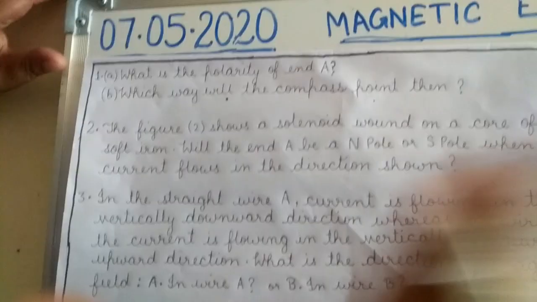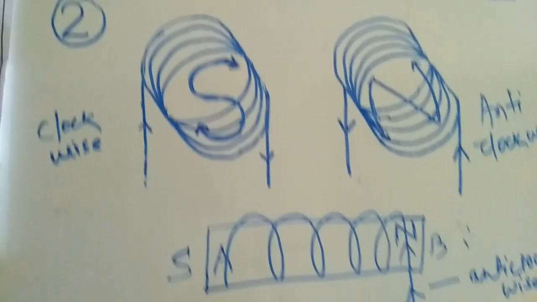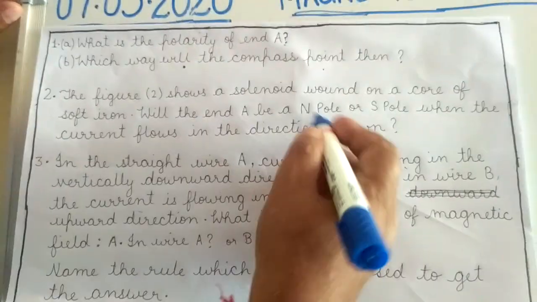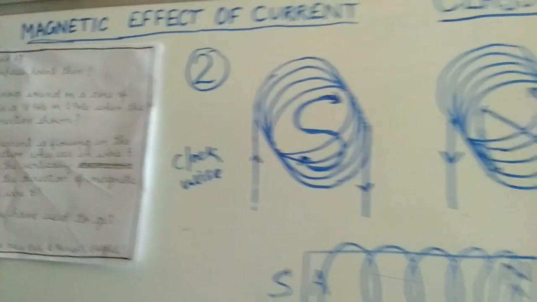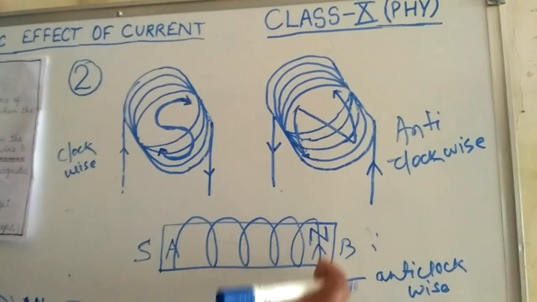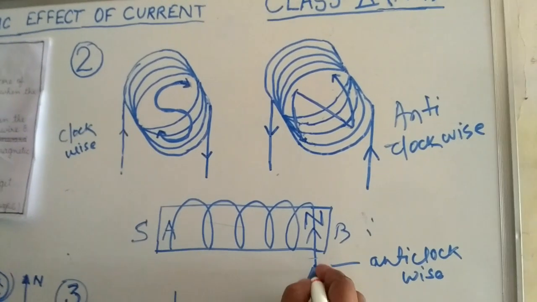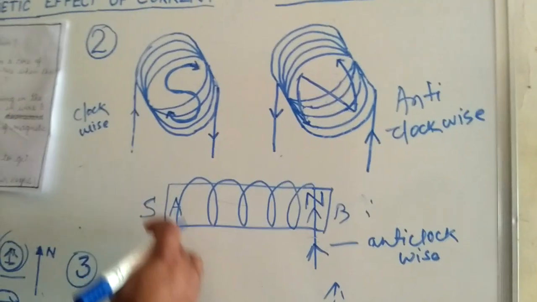Now the second figure you see here. The solenoid is wound on a soft iron core. Will end A be the north pole or south pole when current flows in the direction shown? You see here that it is a solenoid. The current flows in this way, originating from this point, so this is anti-clockwise.